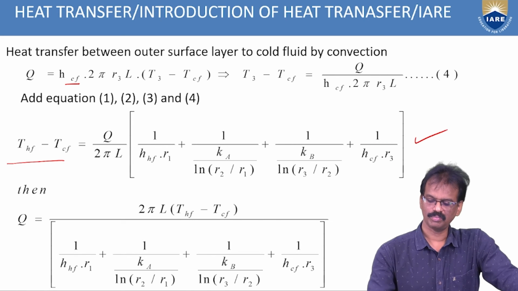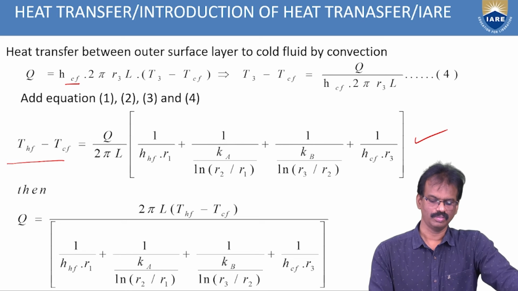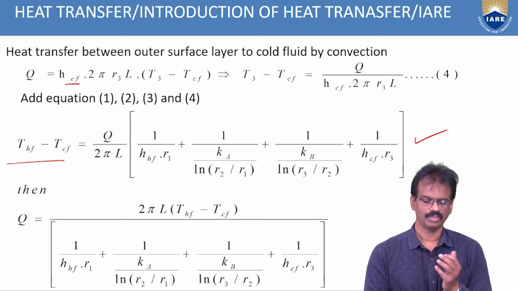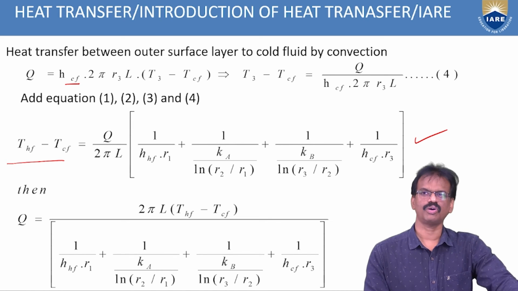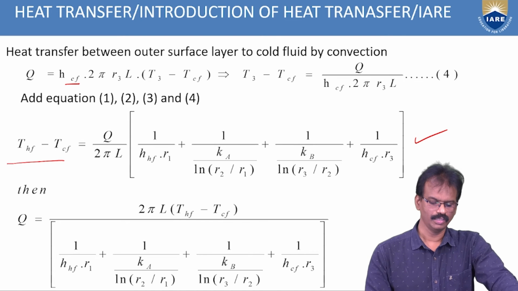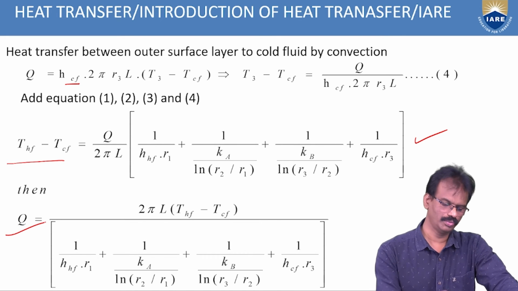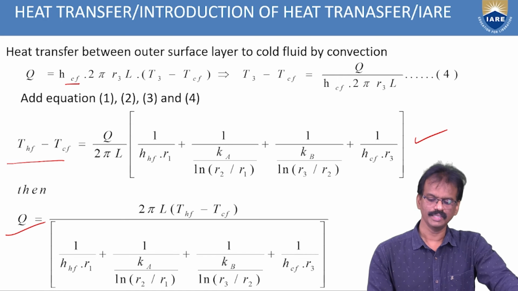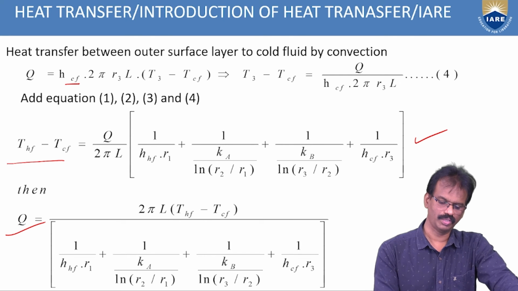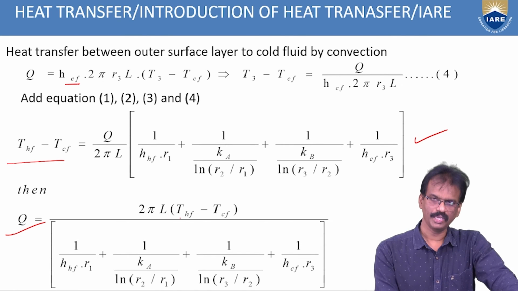So this is the formula for the rate of heat transfer in the composite cylinders. So finally, Q, what is Q? Rate of heat transfer in the composite cylinders. The final formula is Q equal to 2 pi L into initial temperature minus final temperature. Initial temperature is the hot fluid temperature, and final temperature is the cold fluid temperature.